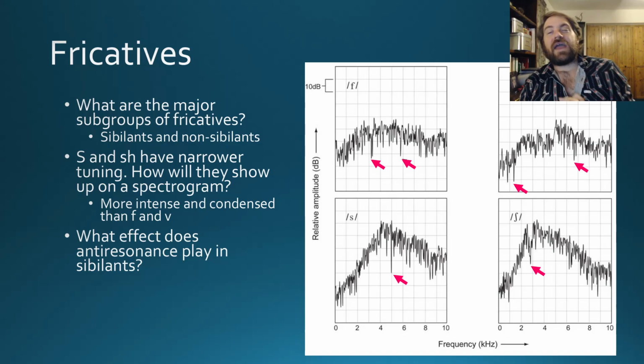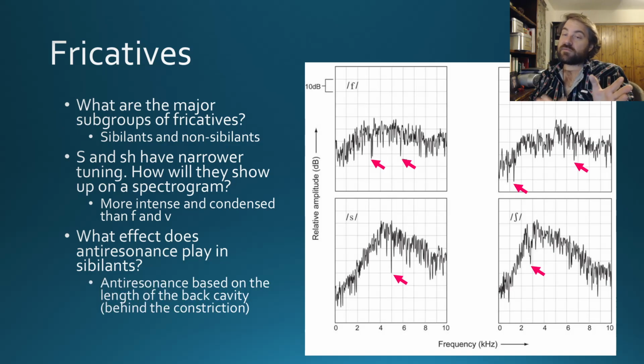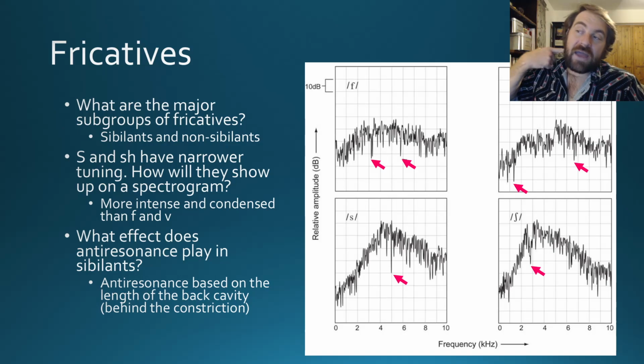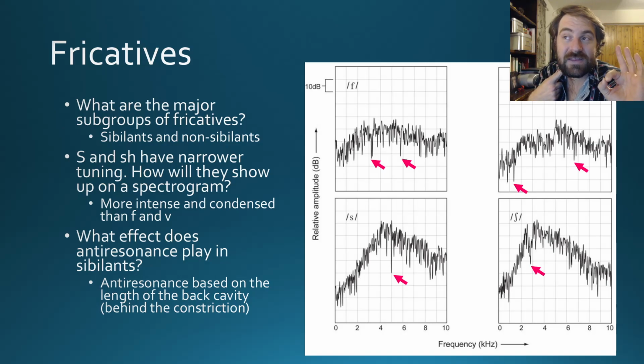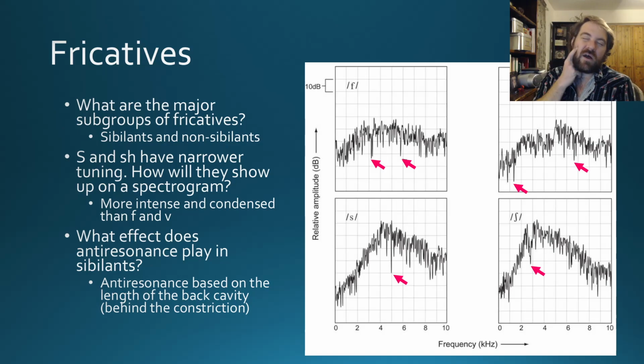What effect does antiresonance play in sibilants? It's there. It's definitely there. It's also based on the length of the back cavity. So when you say s, you have a short front cavity, but you have a really long back cavity. And when you say shh, it's maybe a little closer to equal. Medium front length cavity, medium back length cavity.